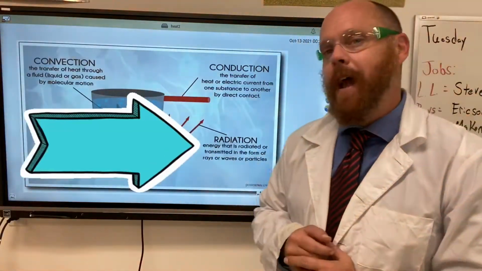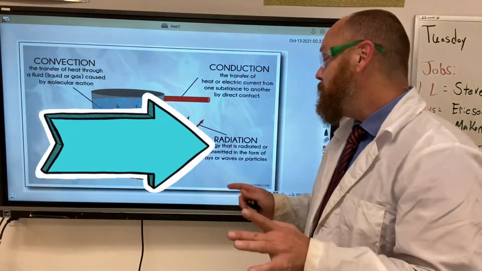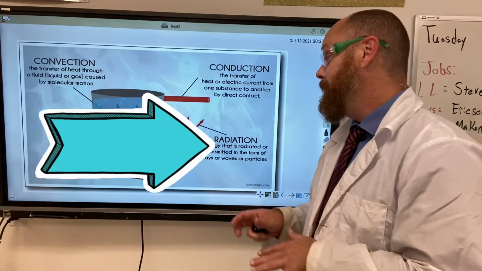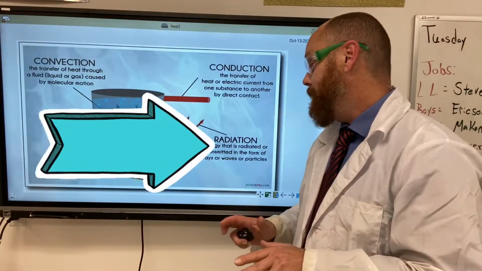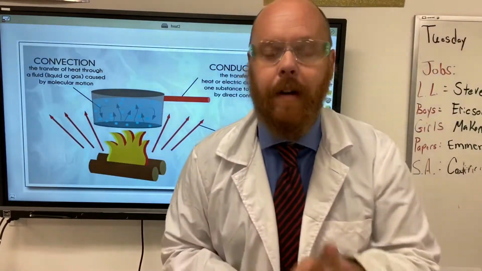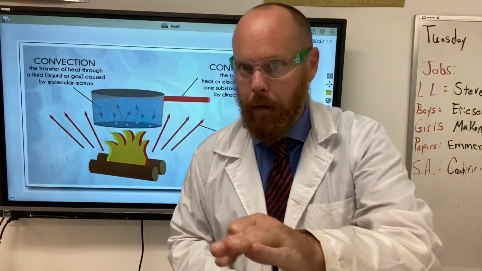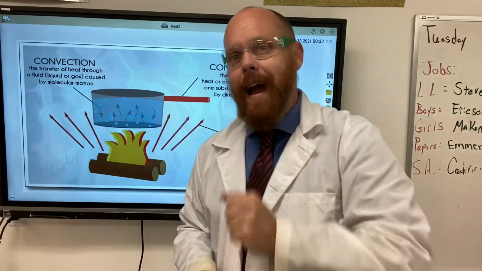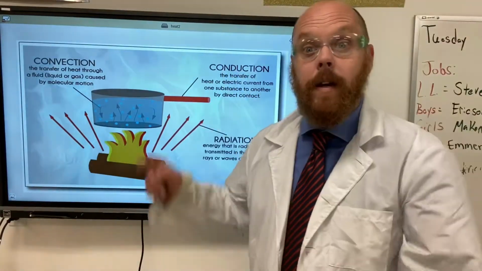And then finally, we have radiation. Now, radiation is energy that is radiated or transmitted in the form of rays or waves or particles. Hopefully, we're going to get a fun experiment to do with that later. All right, but for right now, we're going to focus on convection.